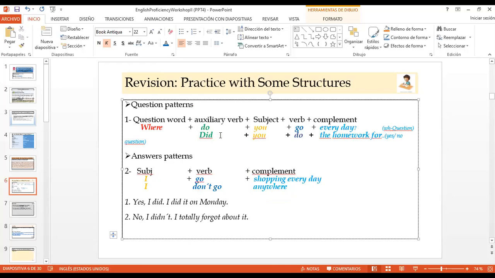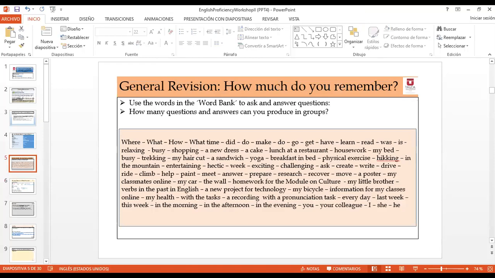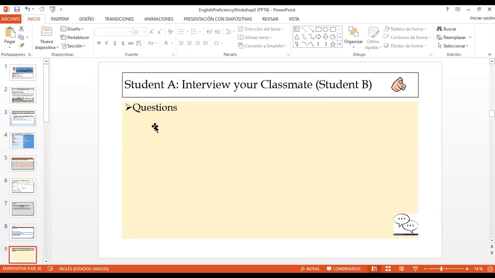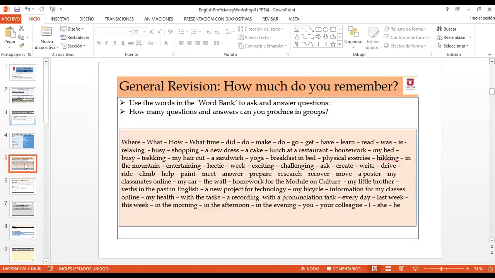Those were the answers for this one. Okay, so here you have the questions, so you can ask yes/no questions or WH questions. So we have Giselle, Catalina, Vanessa and Paola. Okay, so who will start? What happens if I choose a word that isn't in there?